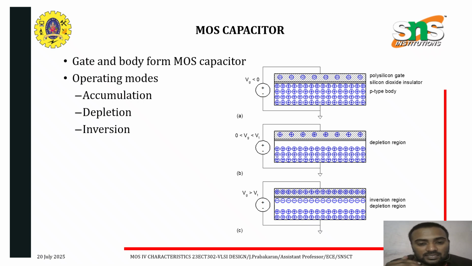And then in inversion mode, Vg is greater than Vt, which means the input voltage is greater than the threshold voltage. So there is a large positive voltage at the gate terminal. Because of this large positive voltage, minority carriers are attracted to the surface. A thin layer of inversion electrons forms, then the surface becomes n-type. Capacitance stabilizes at a lower value due to maximum depletion width.